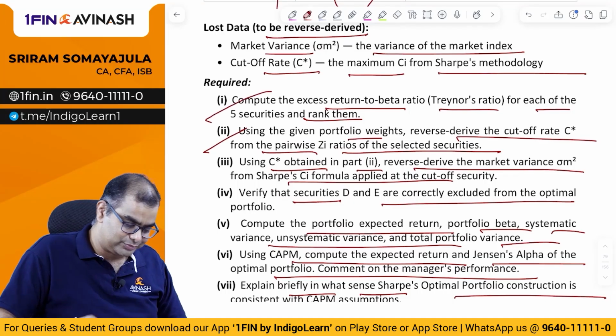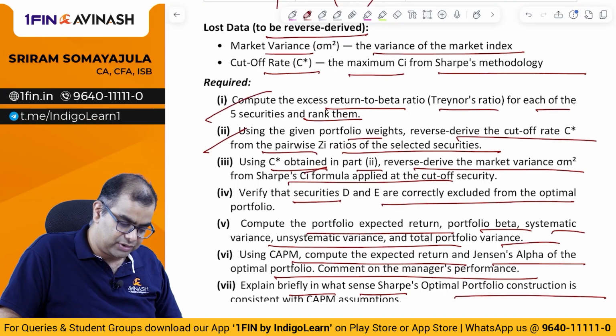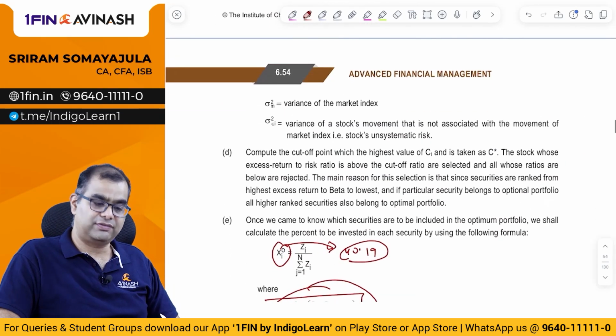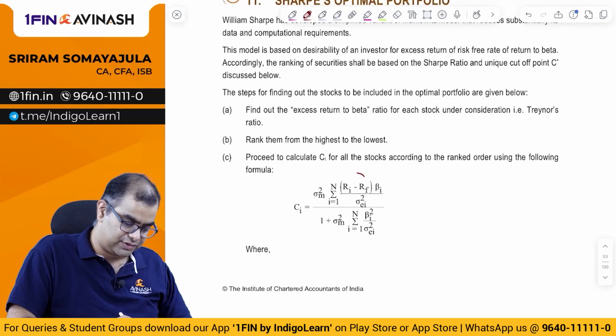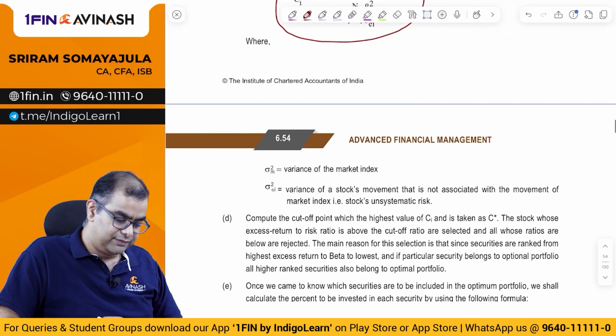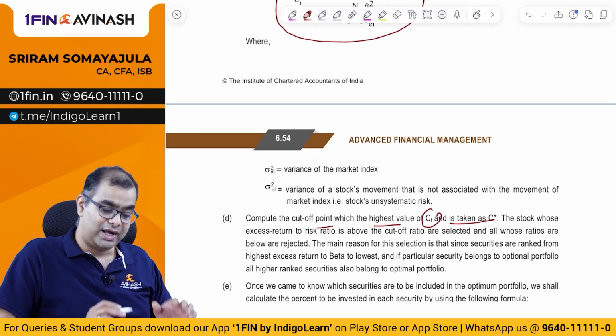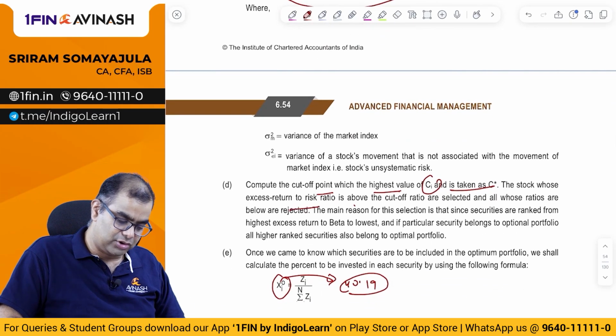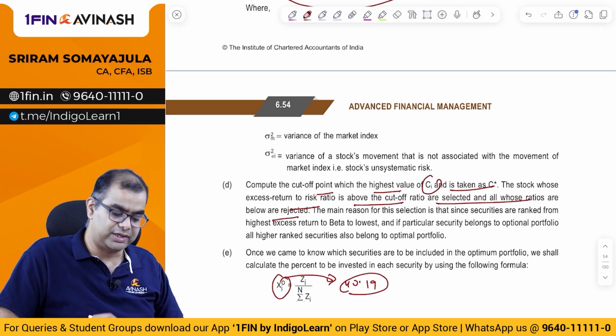This is done. Using C star above, reverse derive market variance from the Sharpe formula applied at the cutoff security. Now, how do you calculate this cutoff? For the cutoff, this is the formula. First of all, you compute Ci. And what do you say? Compute the cutoff value at which the highest Ci is taken as C star. So the highest Ci of all these three is C star. Right? The stock whose excess return is above the cutoff is selected and whose ratios are below is rejected.